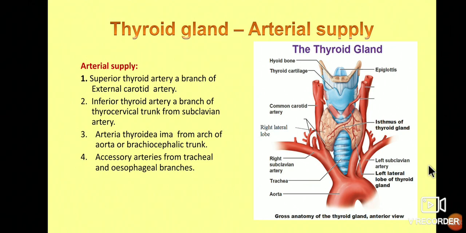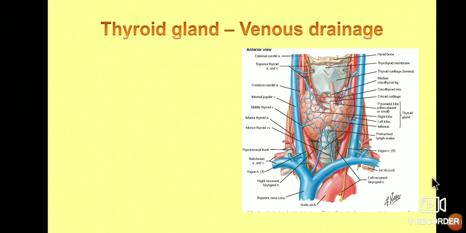Next, moving to the venous drainage. The veins start as a plexus on the surface of the gland, present deep to the true capsule. From this plexus they drain via the superior thyroid vein, the middle thyroid vein and the inferior thyroid veins. So venous drainage is by superior, middle and inferior thyroid veins.